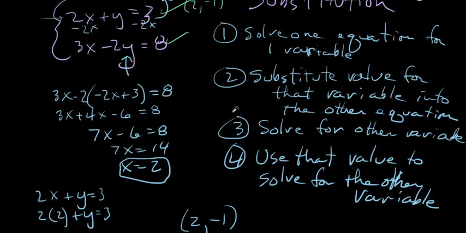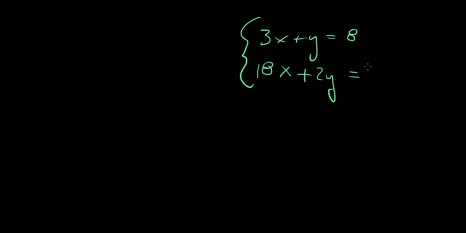So we're going to try another example real quick here, because I know you guys don't like doing all of this time on my videos, but a lot of stuff to be told here. So, and I do want to do one more, and that is 3x plus y equals 8 and 18x plus 2y equals 4.